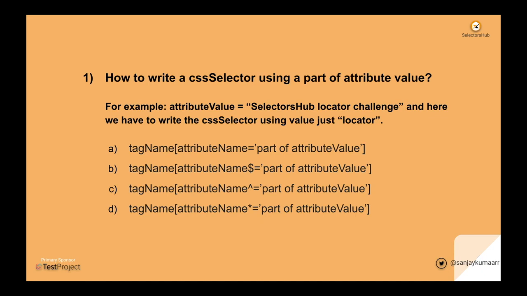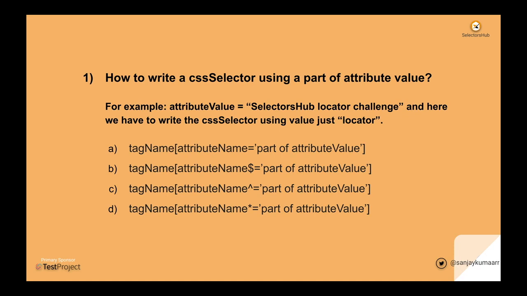The very first option is tag name, attribute name equal to part of attribute value. This first option is not correct, because it is directly comparing the value, so we cannot use a part of the value. Dollar, if you remember, was used for ends with. If we were writing here selectors, I mean using challenge only, then we could have used dollar, because dollar is for ends with, caret is for starts with, star is for contains value. So basically the answer is D here.